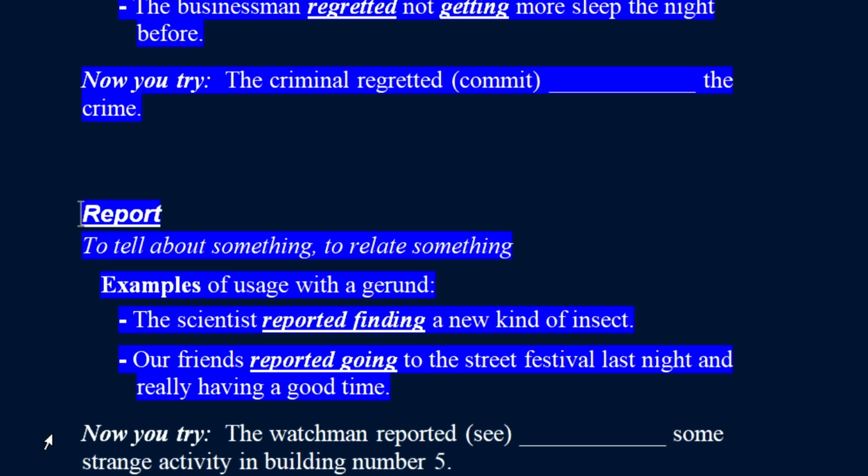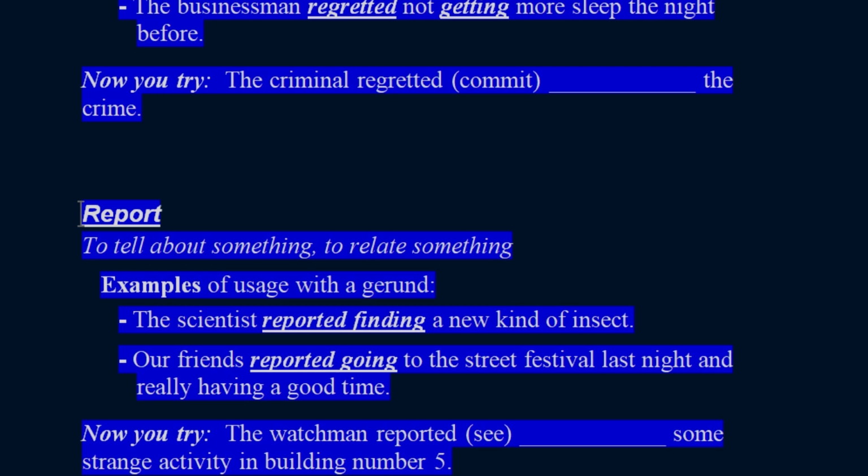Now you try. The watchman reported see some strange activity in building number 5. The watchman reported seeing some strange activity in building number 5.